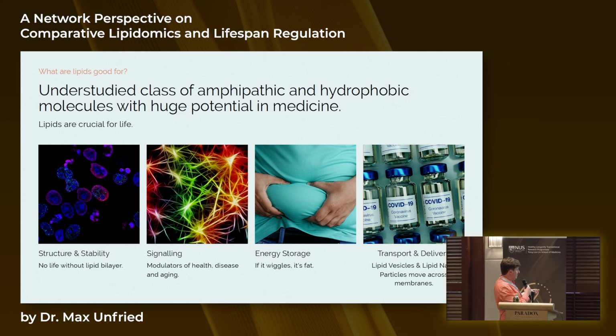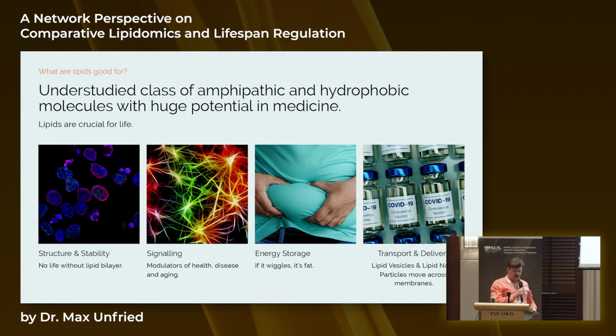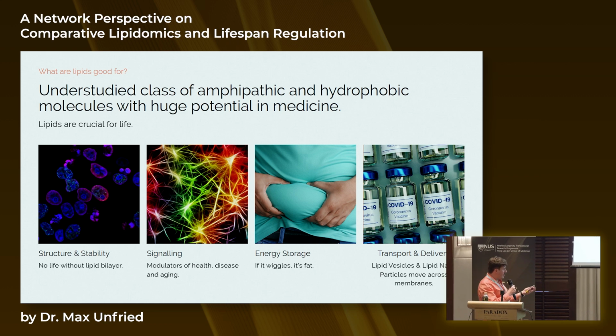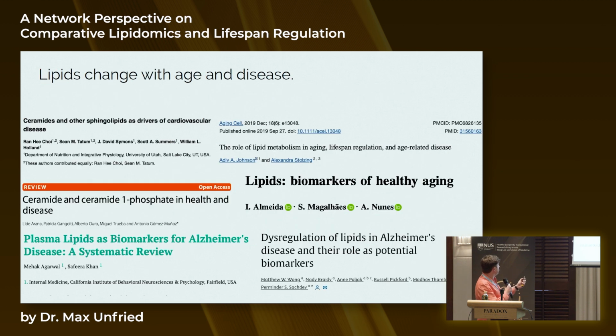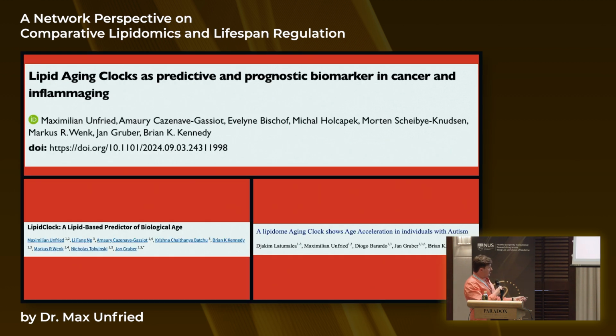But without lipids there wouldn't be life, right? They're important for structure and stability. They do a lot of signaling in health, disease, and aging, and energy storage. All this wiggly stuff around you is usually fat, and of course they're important for transport and delivery. And we know they change with age and disease. Throughout my PhD and with Brian's lab, we worked on using lipids to predict biological age, with some success in worms and humans. And Joachim had this poster on using it for psychological diseases.